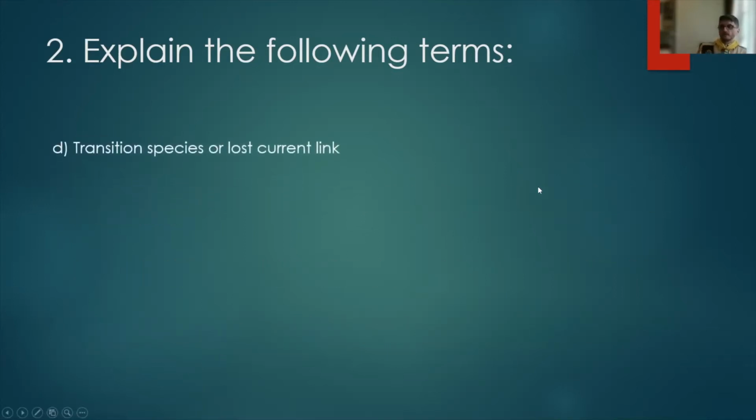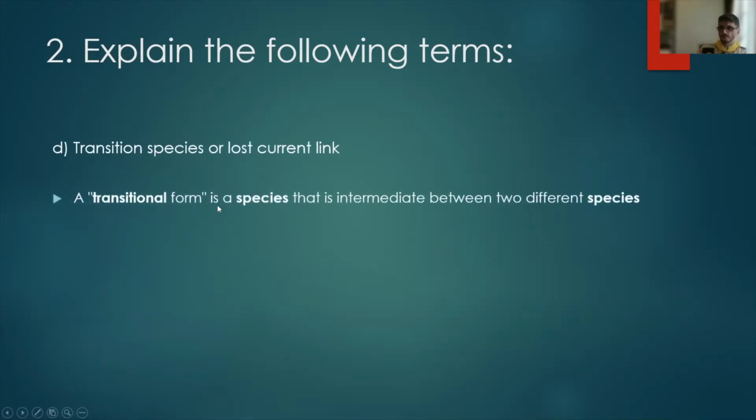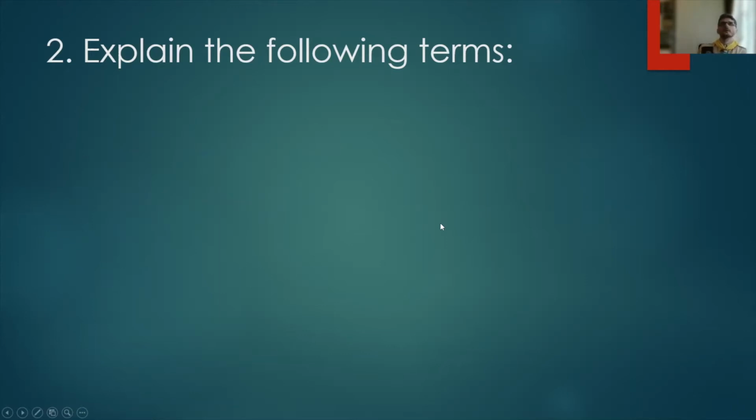Now, the transition of species, or the missing link. A transitional form is a species that is intermediate between two different species. For example, let's say evolution says that our ancestors are monkeys, and the missing link would be whatever was between the monkeys and us. That would be a missing link or a transition species.